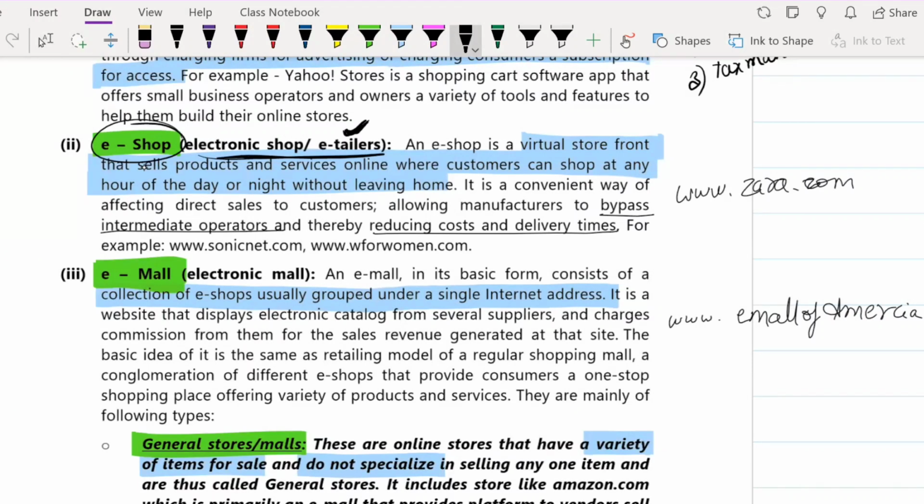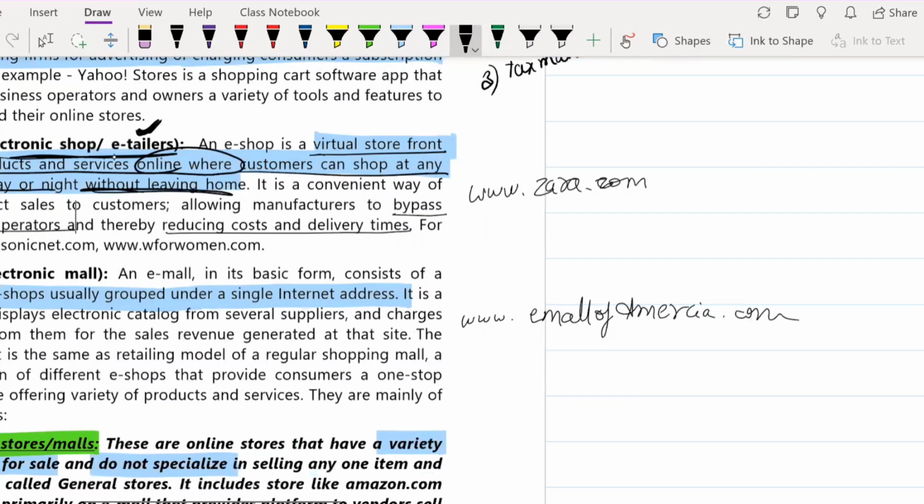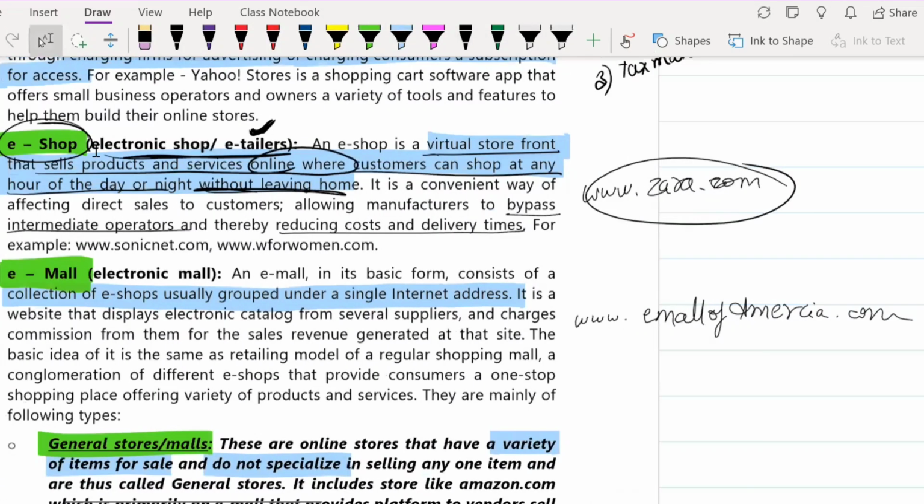E-shop is nothing but a physical store taken online. You would have seen Reliance Trends or Max and Pantaloons, which are stores in offline mode. Now the same thing is available on e-platforms also. There, if you go and buy the products and services, that will be known as your e-shop. The same shop is in electronic mode. So it is a virtual storefront that sells products and services online, where customers can shop at any hour of the day or night without leaving home. Example, Zara or Max or Pantaloons.